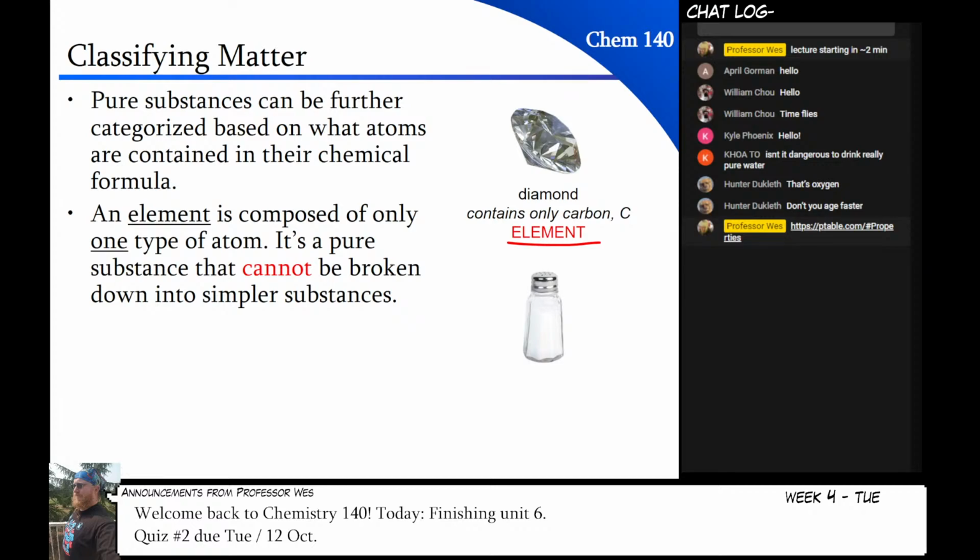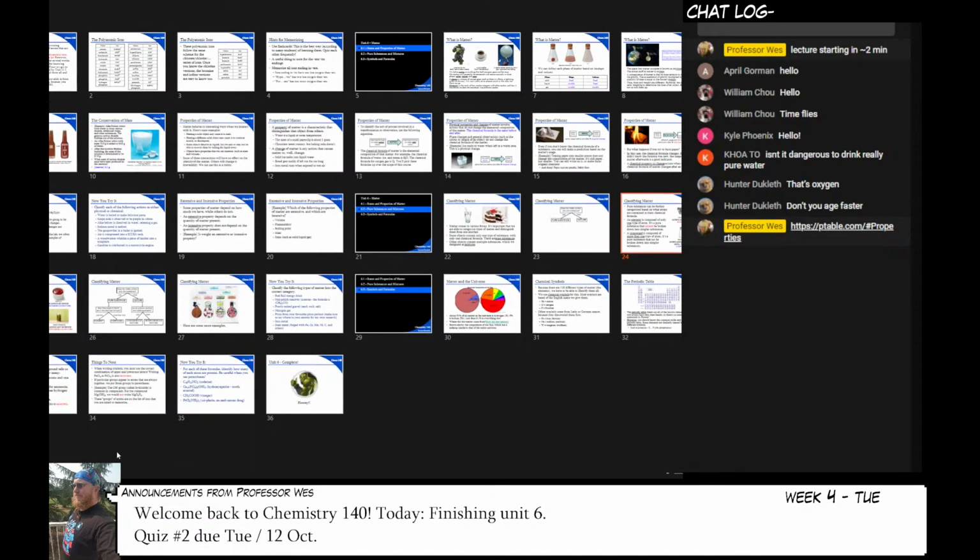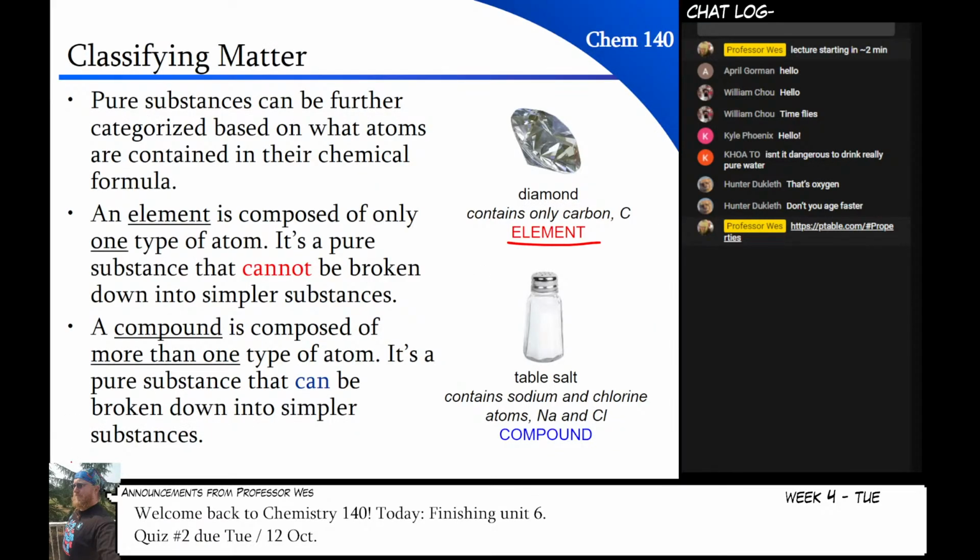On the bottom here, I have a salt shaker. You might have heard of table salt as named sodium chloride, and the reason for that is because it contains those two elements, sodium and chlorine. If there's more than one type of atom present, then we're going to call it a compound.